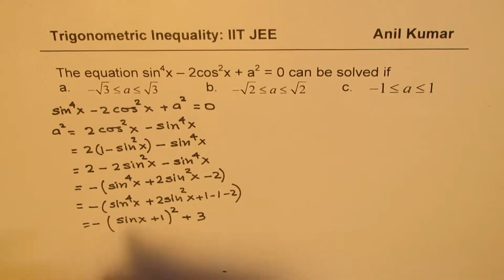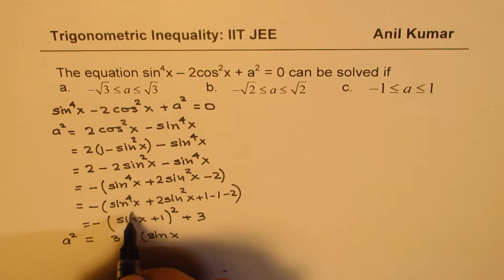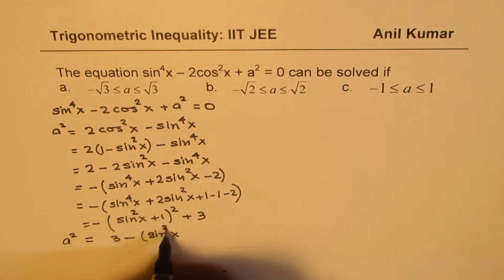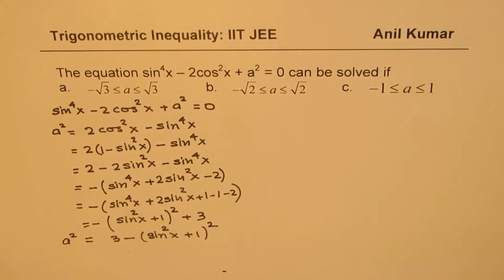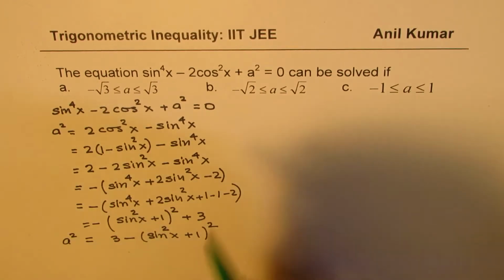So we could write a square as equal to 3 minus sine square x plus 1 whole square. I should have written sine square x, sorry. This is sine square x. Now we need to figure out what could be the value of a, right? So now it's much simpler.